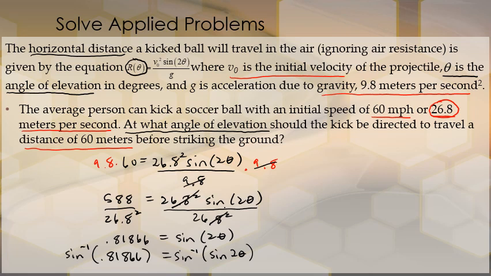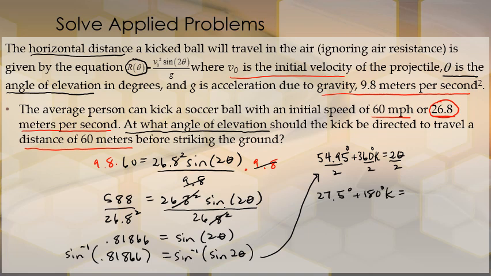And when I change that and I put sine inverse of 0.81866 into my calculator, I got 54.95, and that's degrees. And then, of course, I know that on top of that are multiples of the period, which is 360 degrees k. And that's what 2 theta is equal to. Now, if I divide both sides by 2, I am going to get 27.5 degrees plus multiples of 180.